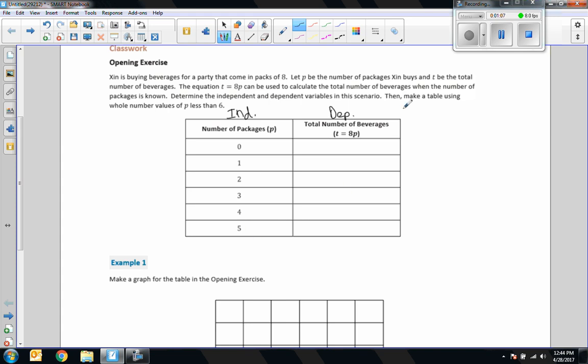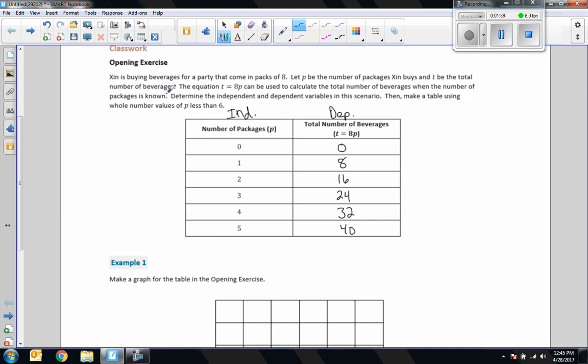They gave us the equation T equals 8P, so T equals 8 times 0, 0. T equals 8 times 1, 8. T equals 8 times 2, 16. T equals 8 times 3, 24. 8 times 4, and 8 times 5. So those are the calculations for values of P less than 6.